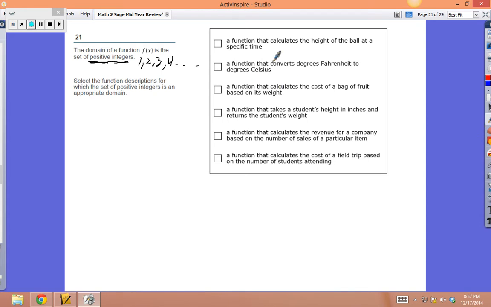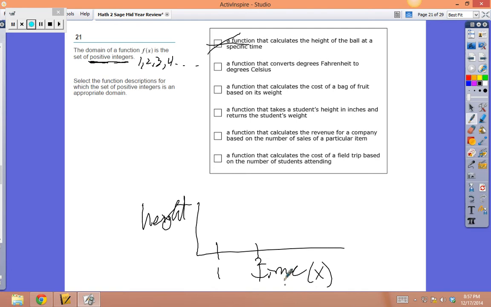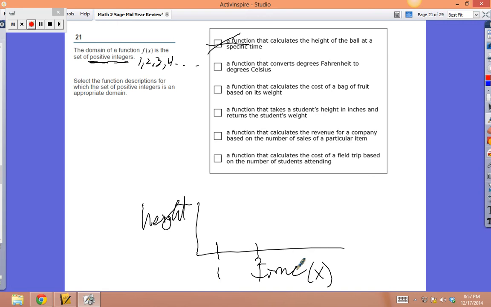The first one will not, because if you calculate the height of the ball at time, so here's time and here's the height. Time, the domain is the x, and for time, there can be 1 second, there can be 2 seconds, but there's also an infinite number of points between 1 and 2 seconds. There's 1.3 seconds, 1.4, so this one's no good. Fahrenheit to Celsius, same thing. You're going to have Fahrenheit on the x-axis, and in between 20 degrees and 21 degrees Fahrenheit, there's 1,000,000 degrees. So that's not going to work.